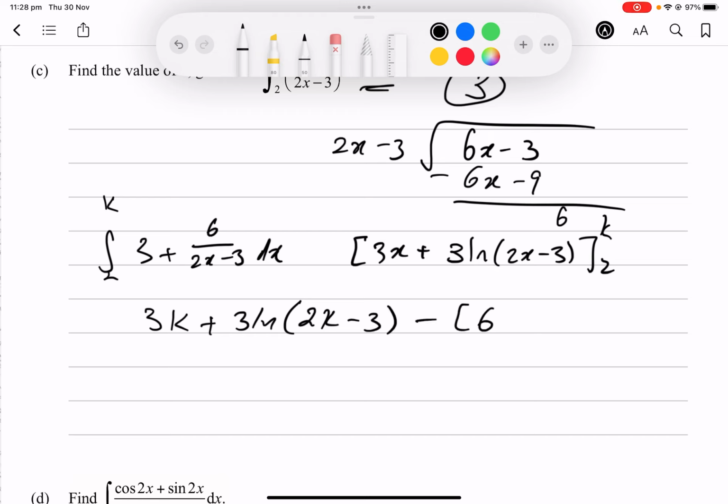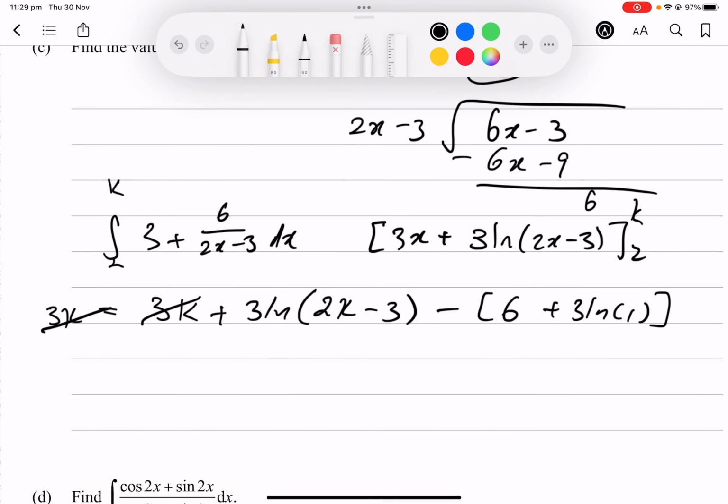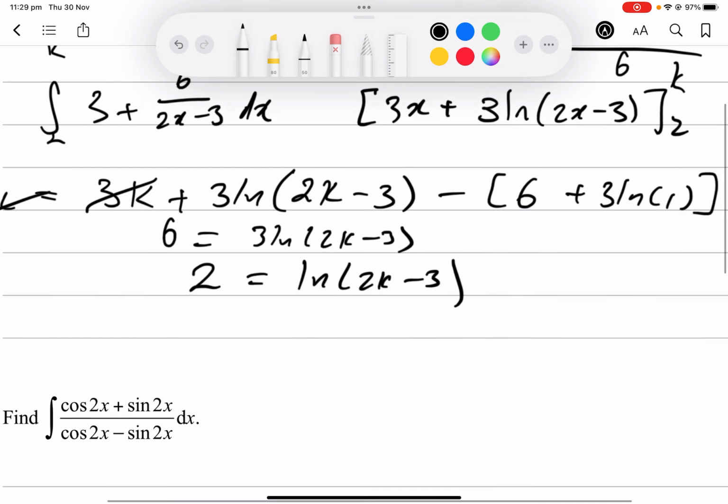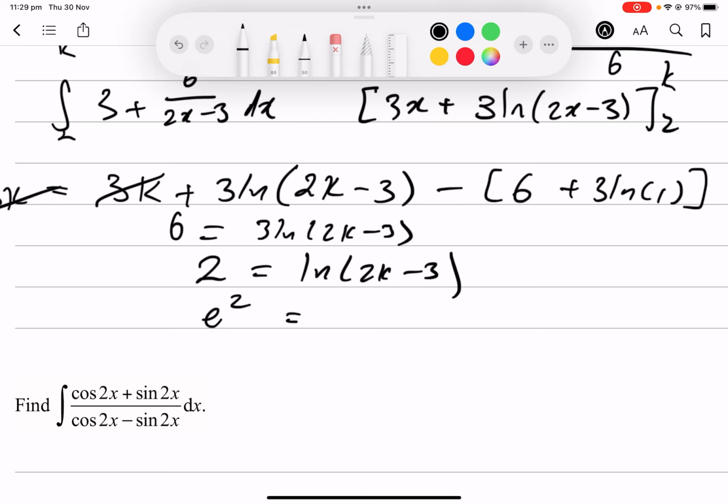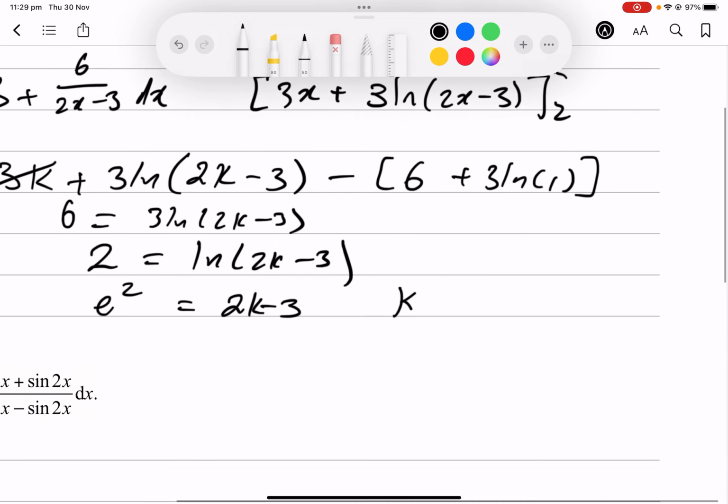minus 6 plus 3 ln of 1. Okay, so that's just 0. That equals to 3k. That's going to cancel out there. And now we're going to have 6 equals to 3 ln of (2k minus 3). Dividing both sides by 3, we have 2 equals to ln of (2k minus 3). We can exponentiate both sides, so e to the power of 2 equals to 2k minus 3. And now we can just solve for k, so k equals to (e squared plus 3) on 2.